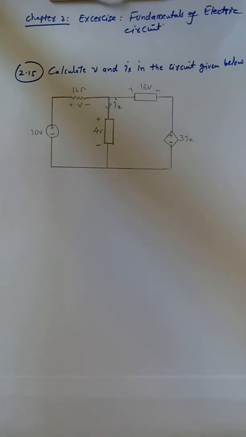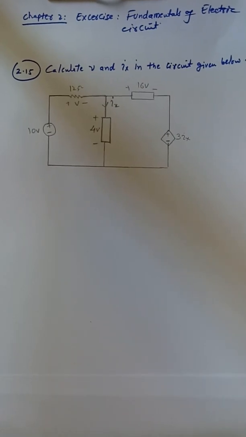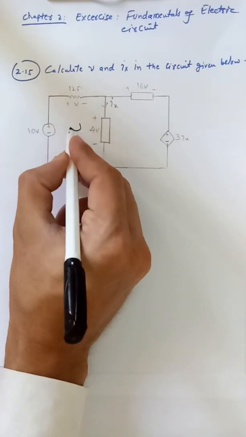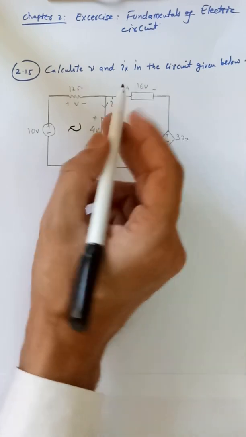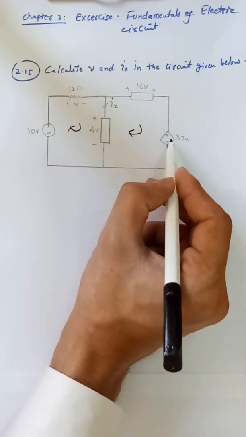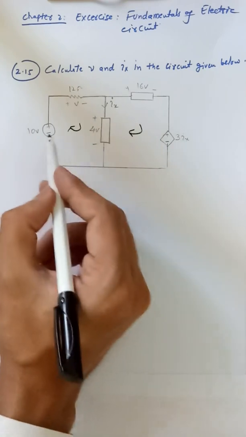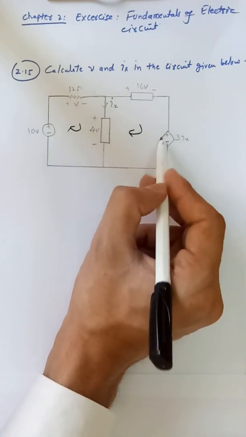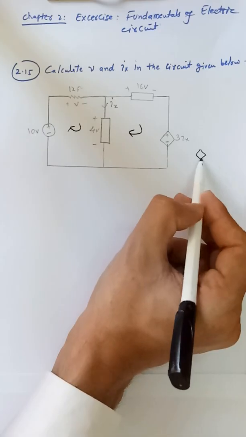Now we have an exercise problem, 2.15. Calculate voltage V and Ix in the circuit given below. We can easily solve this question. As we know, we have two loops, loop 1 and loop 2, Ix, and we have a dependent source. You can differentiate between dependent and independent sources from the symbol. So this symbol is for a dependent source.